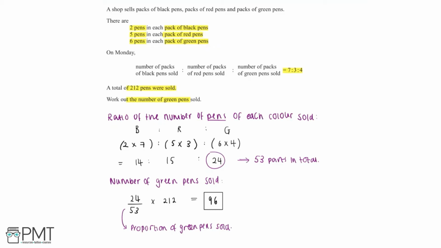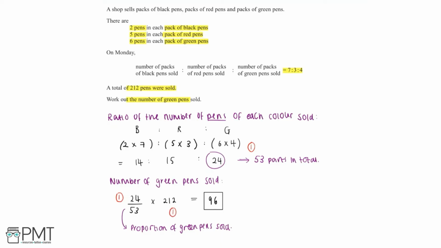Now this question is worth 4 marks. We get the first mark for finding the ratio of the number of pens of each colour sold, and for getting a ratio of 14 to 15 to 24. We get the second mark for finding the proportion of green pens sold, which is equal to 24 over 53. We get the third mark for a process to find the number of green pens sold by doing this proportion multiplied by the total of 212.